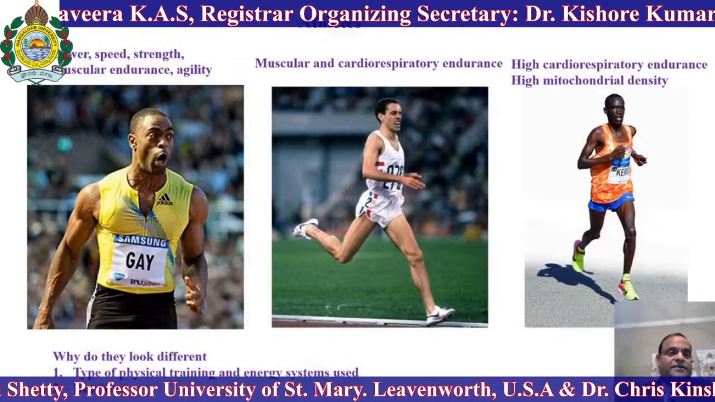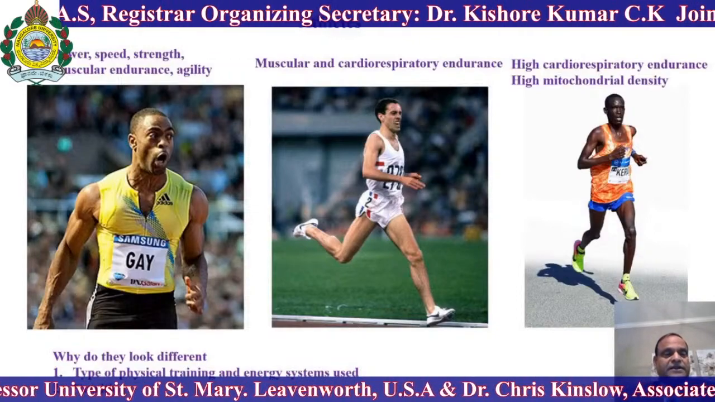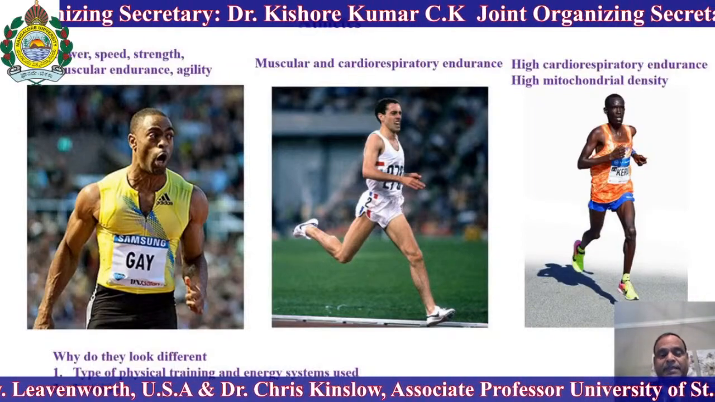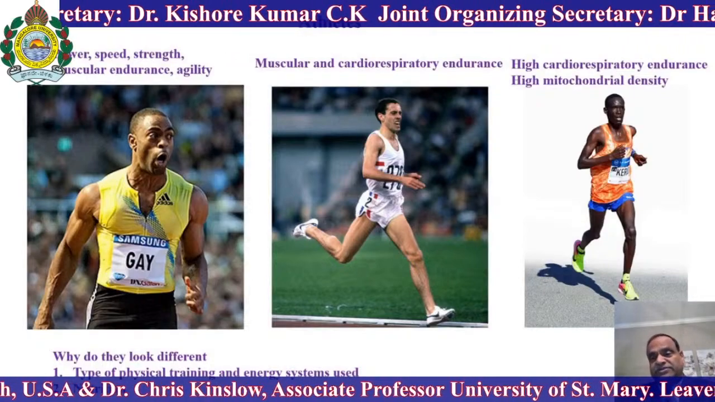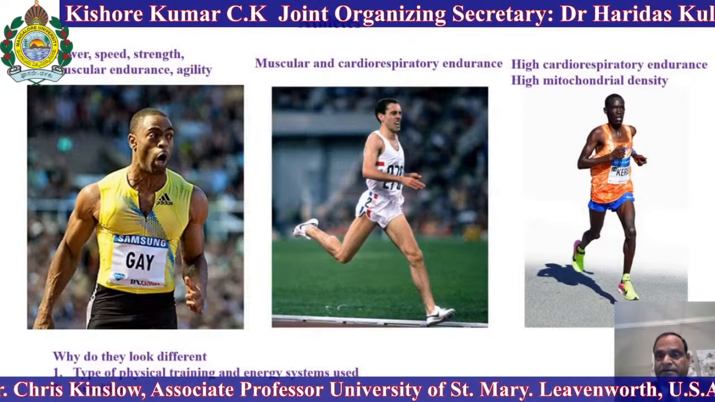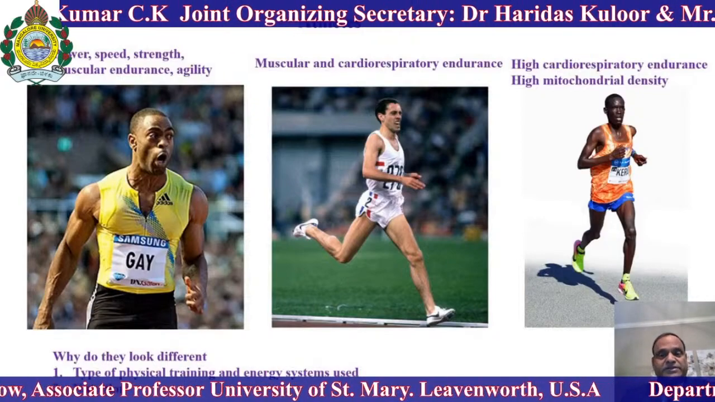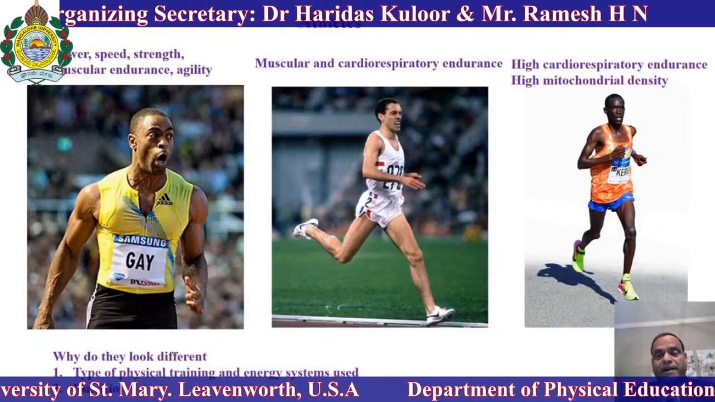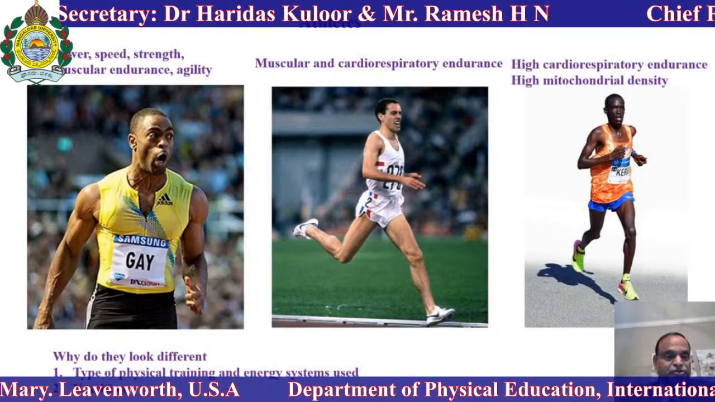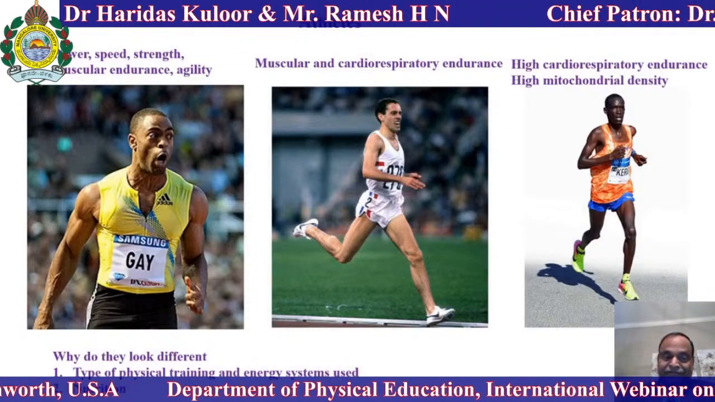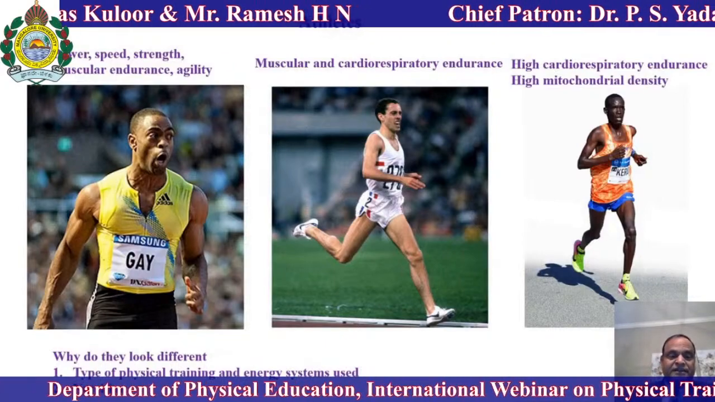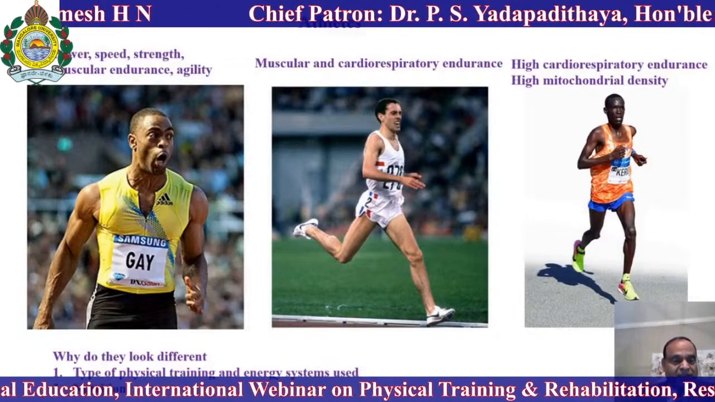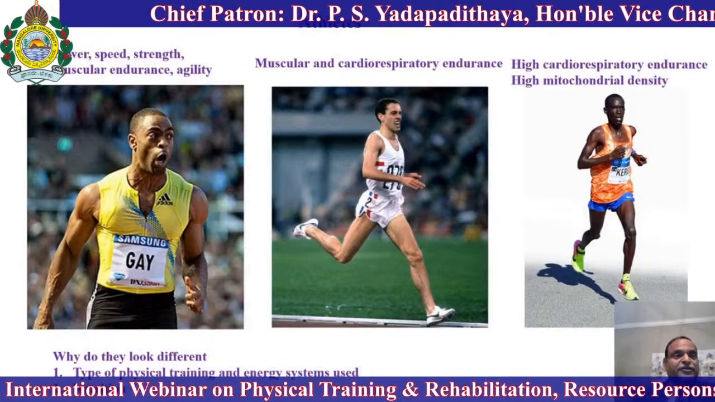For example, the sprinter needs power, strength, speed, muscular endurance, and agility. And for a long distance runner, and especially for a marathoner, he needs high cardiorespiratory endurance, and also he has a high mitochondrial density and very low body mass index compared with the sprinters. So why do they look different? They look different because of the types of physical training they are involved in, as well as the energy system they are using for their training, as well as the influence of nutrition.